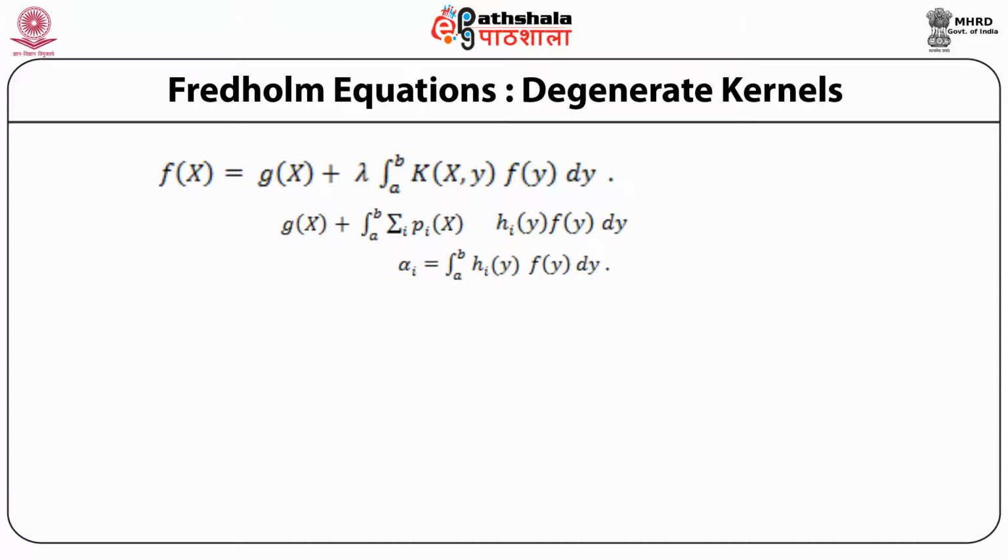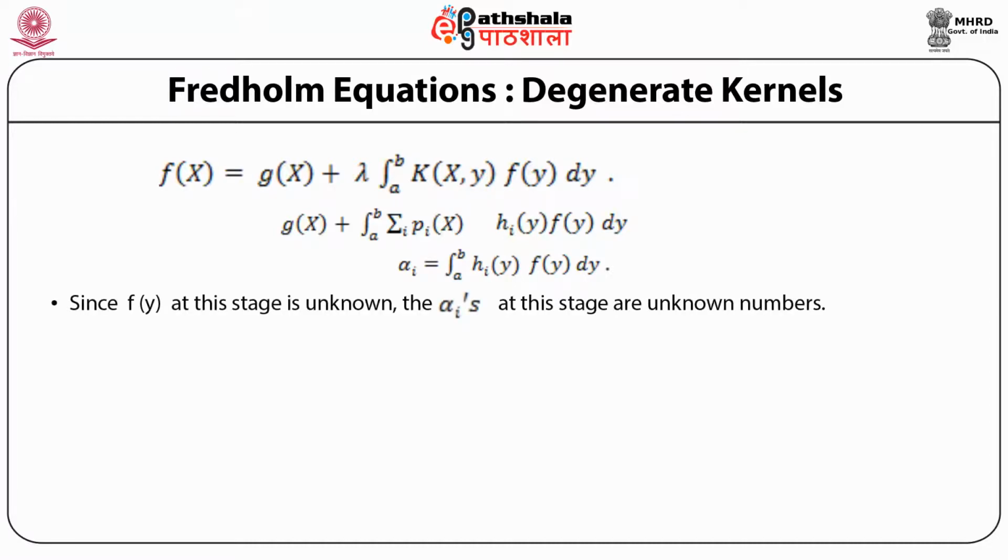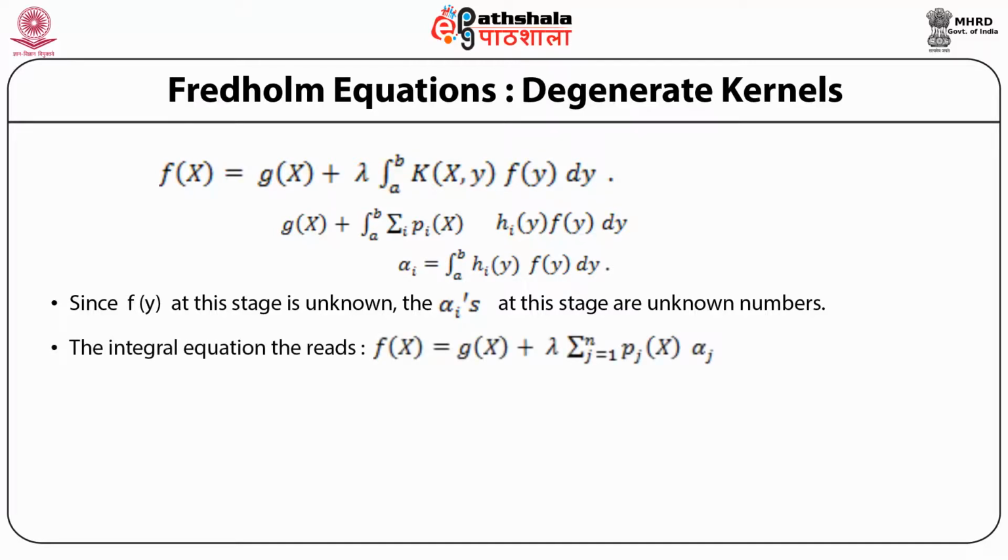So this integral over y, once it's done between the limits a and b, is obviously some number which we have written here as alpha_i. Since f(y) at this stage is unknown, the alpha_i's at this stage are unknown numbers. The integral equation then reads f(x) is equal to g(x) plus lambda sigma over j from 1 to n p_j(x) into alpha_j.